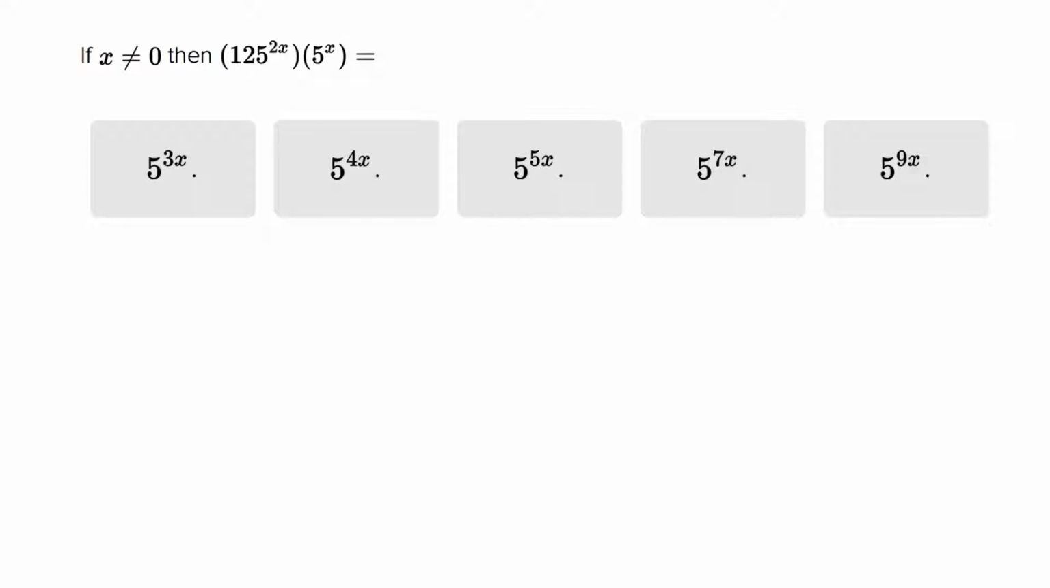This is the real Tom Rose, and what we're going to do here is do some simplification. We have two terms multiplied together, and in the answer choices we have only one term. Also notice in the answer choices all of the bases are fives. That's a clue. So we need to combine these two terms together, and we want to have a base of five.